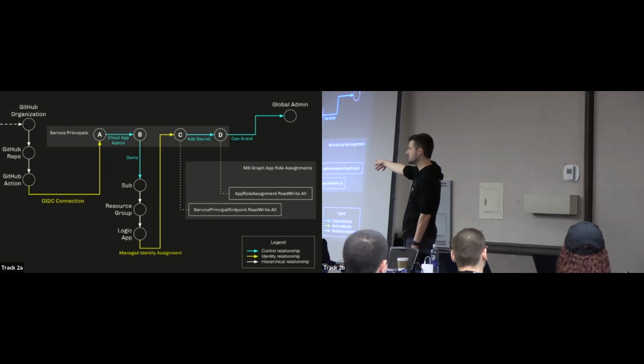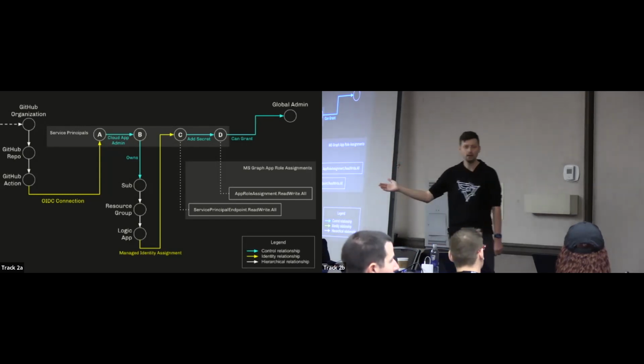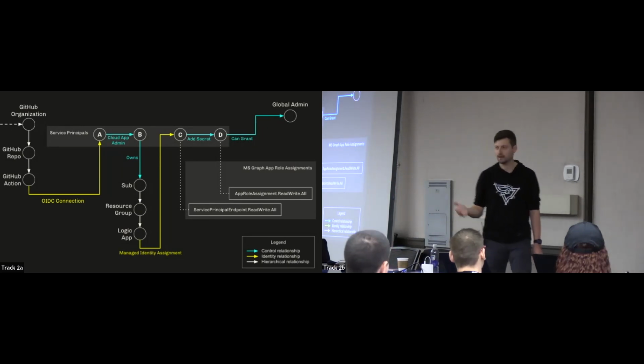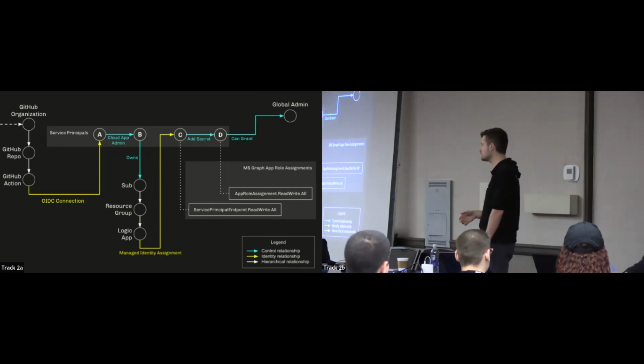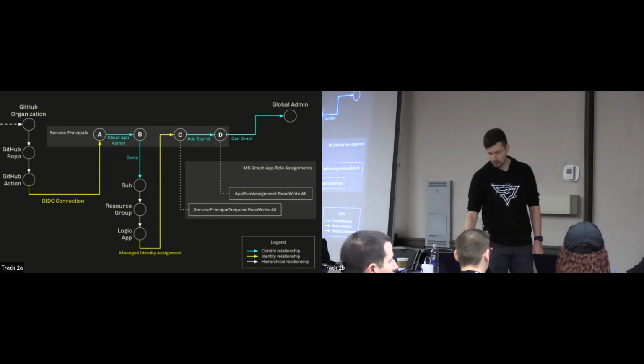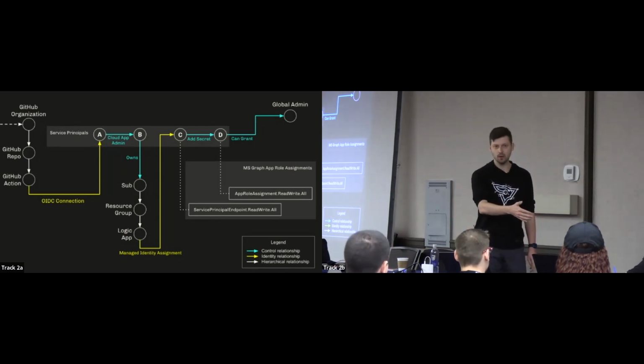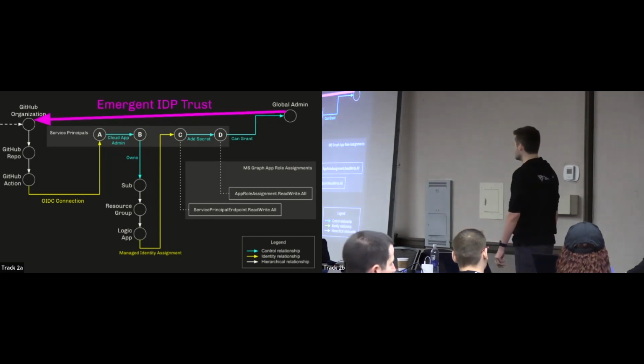The OIDC connection can be created by anybody with control of that service principal A. You do not need to be a global admin to do this. You don't need to be any kind of high-level admin. You just need basically write access, I would say, to service principal A to create what is effectively an IDP trust. The first kind of trust we talked about was explicit trust. I would call this emergent IDP trust.